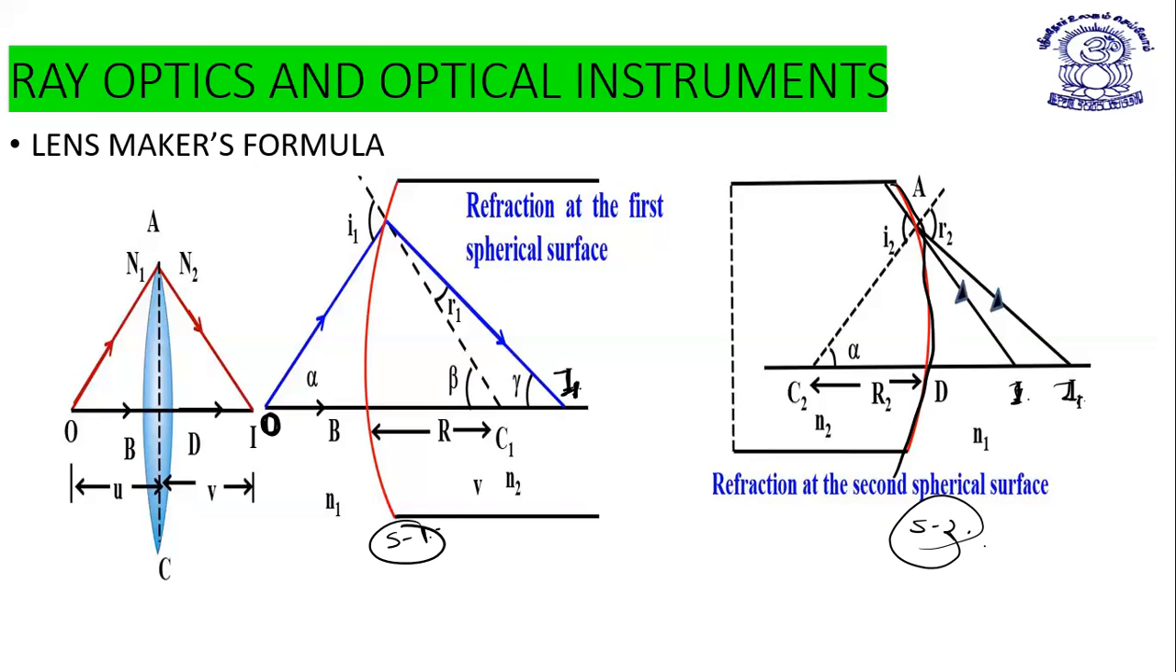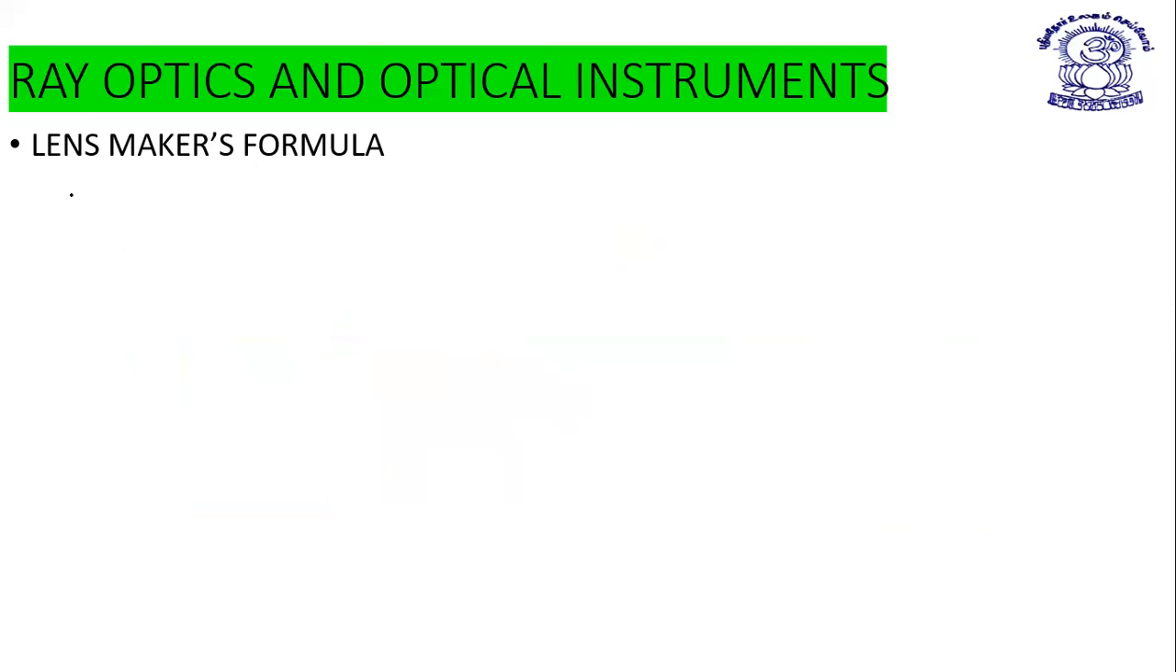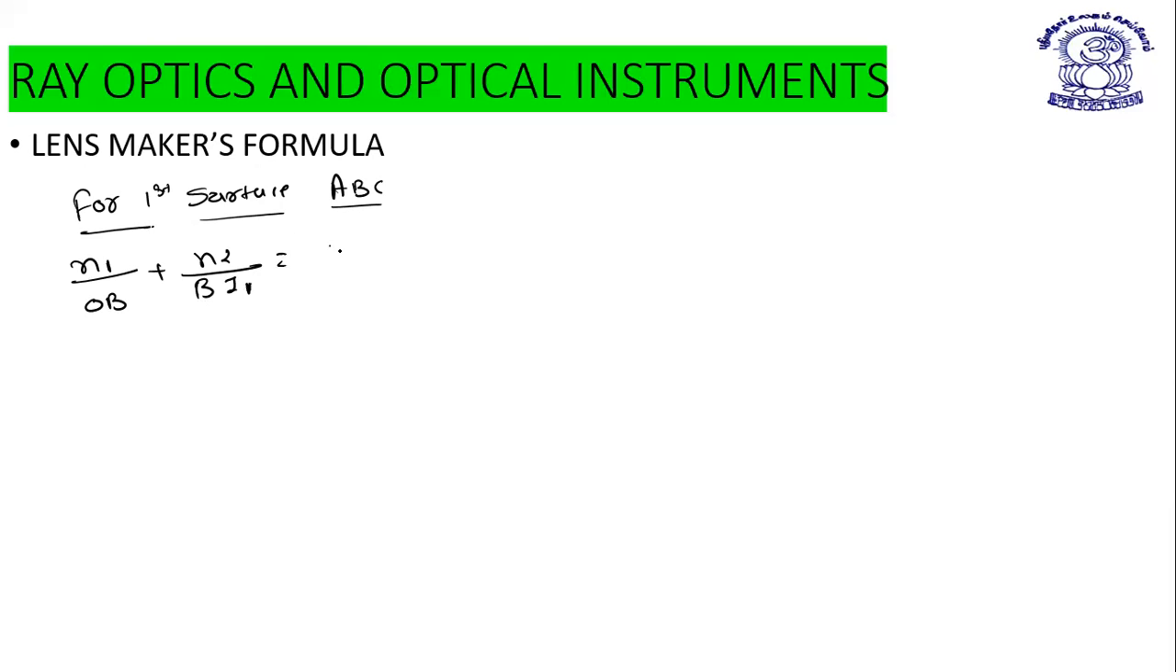For the first surface ABC, we can write N1 upon OB plus N2 upon BI1 is equal to N2 minus N1 upon BC1. This is the equation we have derived from refraction by spherical surfaces.